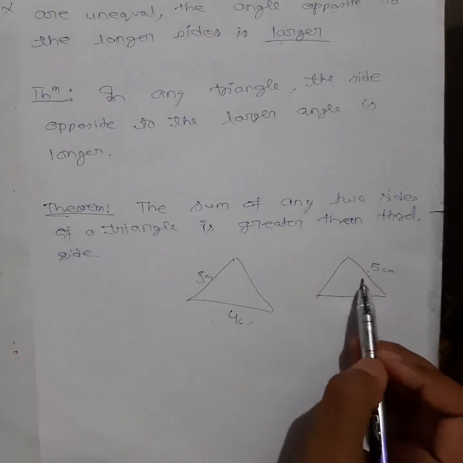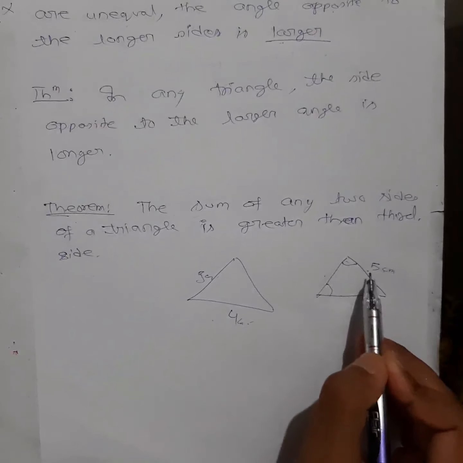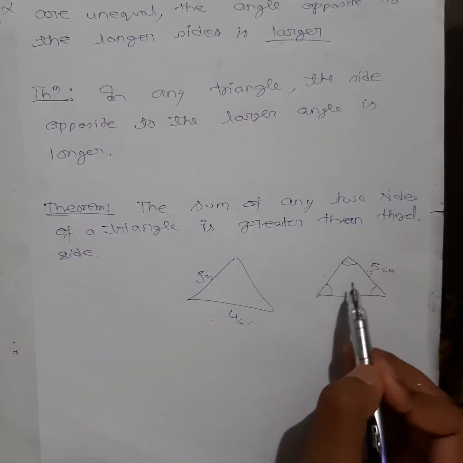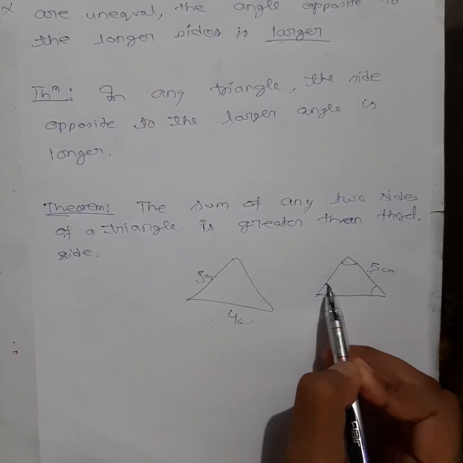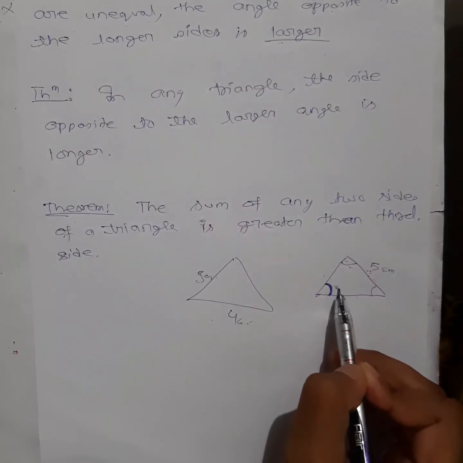centimeter, then remember, in here how many angles? 3 angles are there, right? So in this triangle, whichever is the longest side, opposite to that will always be the larger angle. Meaning, out of this triangle, this angle will be the biggest one.